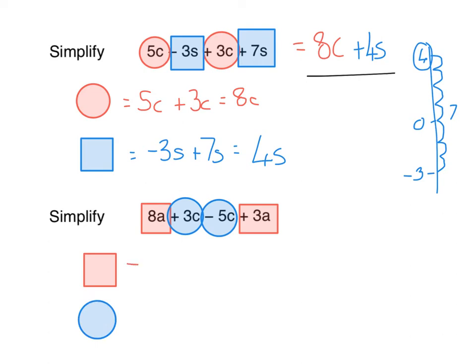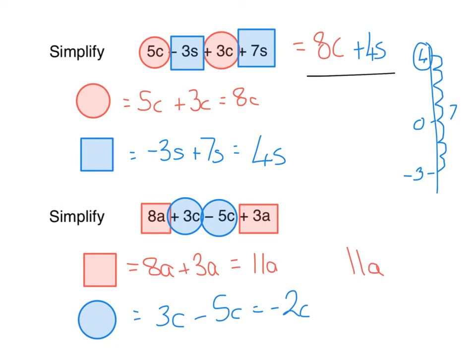So my squares were 8a, add 3a, which is 11a. My circles were positive 3c, so I'm just going to put 3c, take away 5c, 3 take away 5 is negative 2c. So altogether, if I put this together, I've got 11a, and then take away 2c because it's a negative. So take away 2c. So that's the simplified answer for that question.